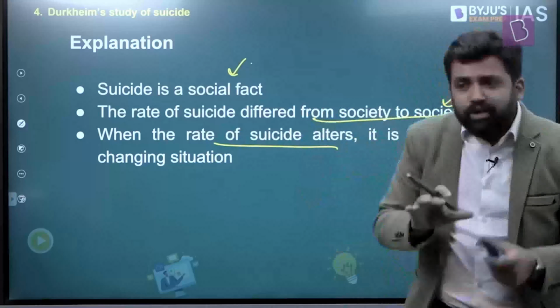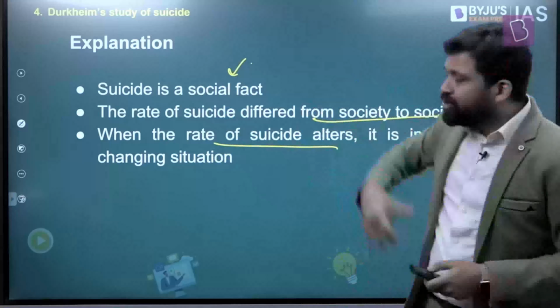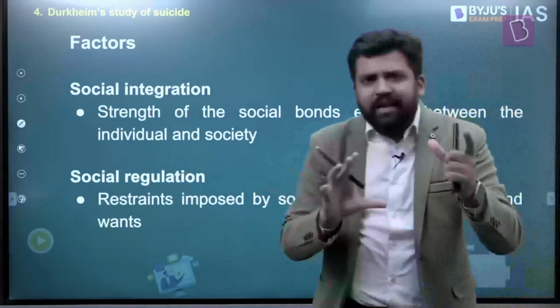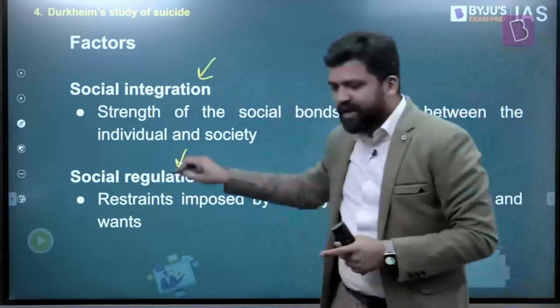So suicide is a social fact. Individual factors are important, but societal factors are also important. They might be driving individuals to suicide. So this is what he is trying to find out. And he says there are basically two factors at play. One is social integration, the second is social regulation.